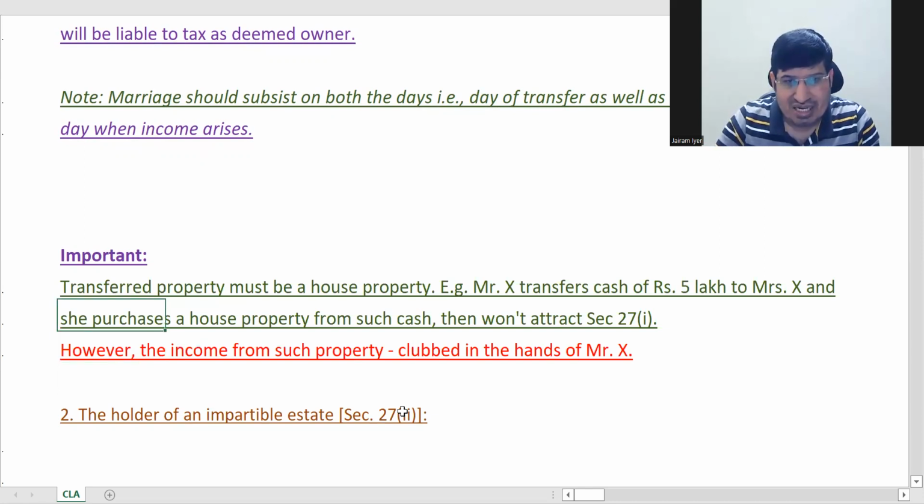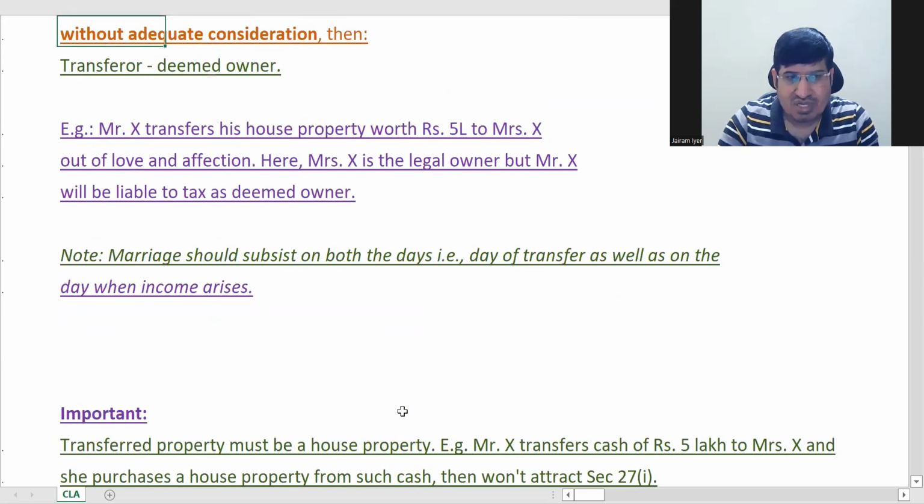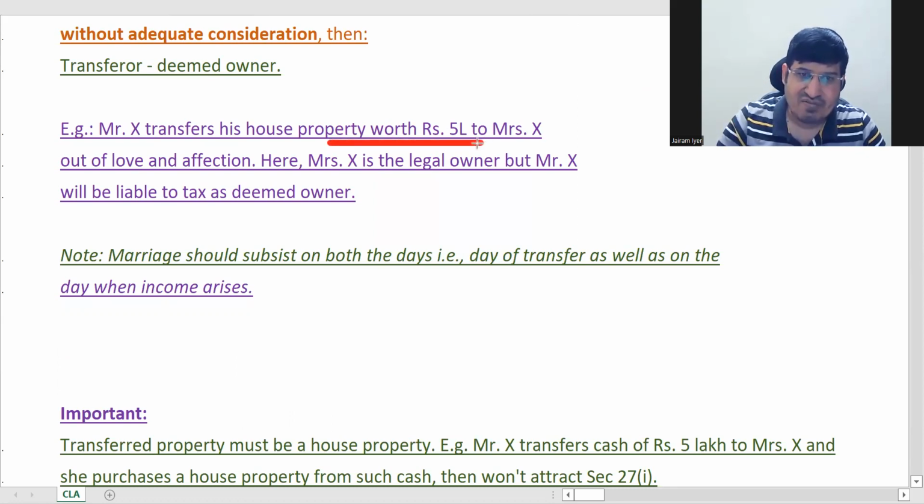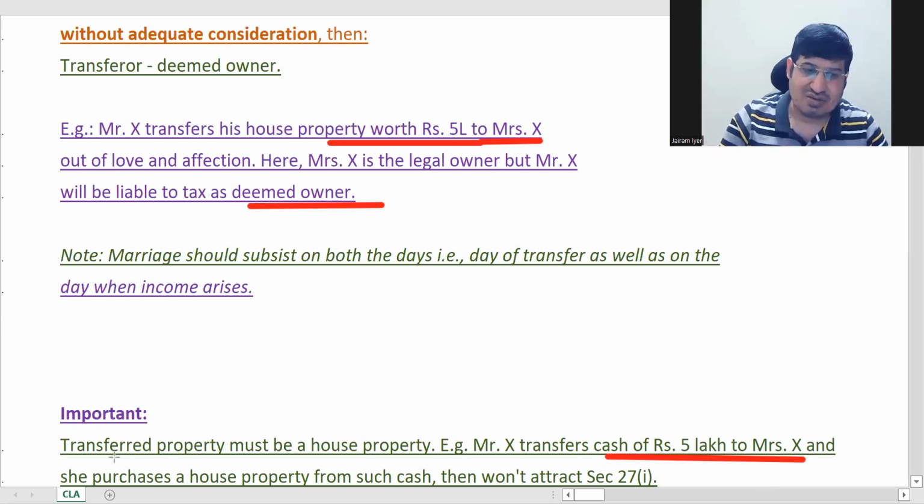Right? So remember, just see these two examples. First one is house property worth 5 lakhs was transferred. Second is he has transferred 5 lakhs. So in the first case he is deemed owner. In the second case he is not deemed owner. Understood? Of this 5 lakhs, his wife then bought a house. Wife purchased house property, so he is not deemed owner.